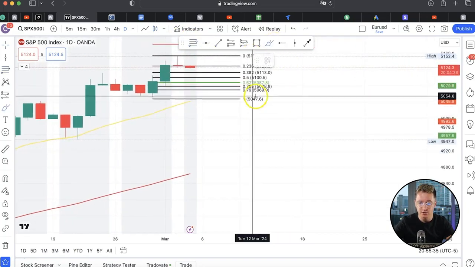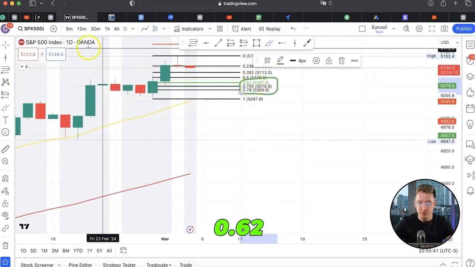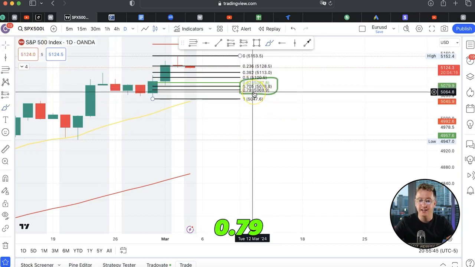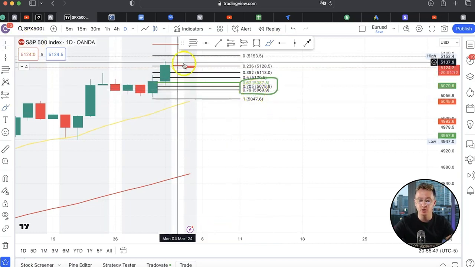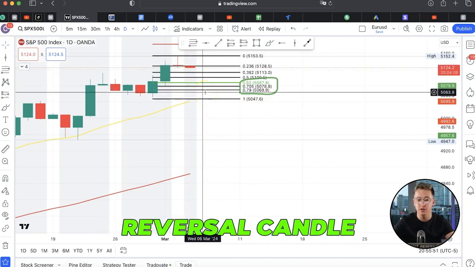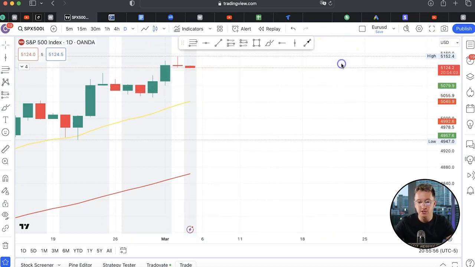So potentially if we grab our fibs from this low to this high, we could see price come down to these levels right here: 0.62, 0.705, 0.79. At those levels, we could be looking for a rejection, some type of reversal candle to tell us price is going to go back up. Now that's just the start.